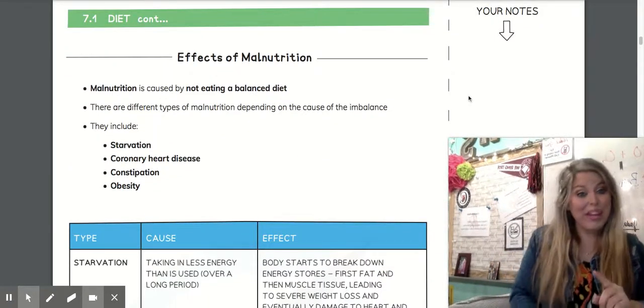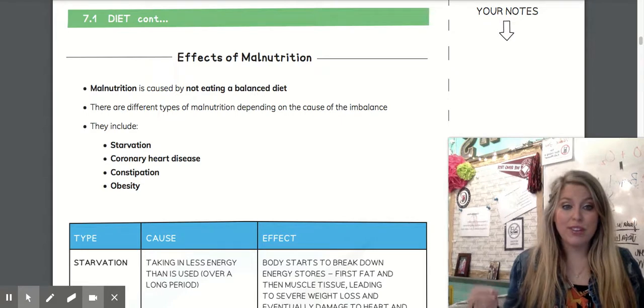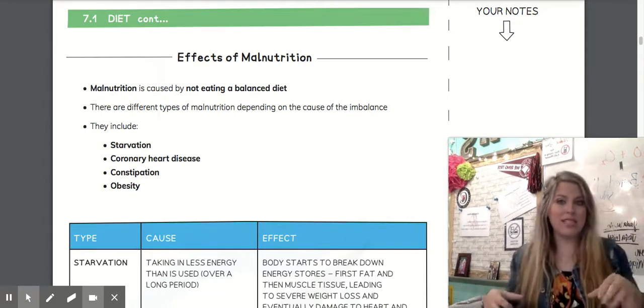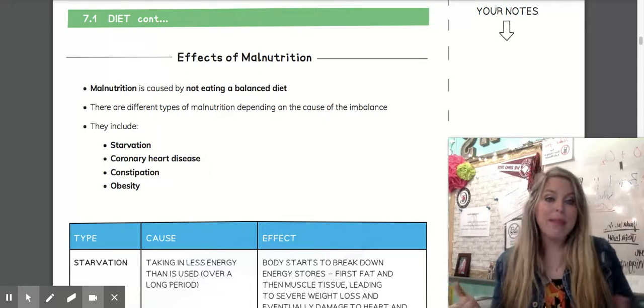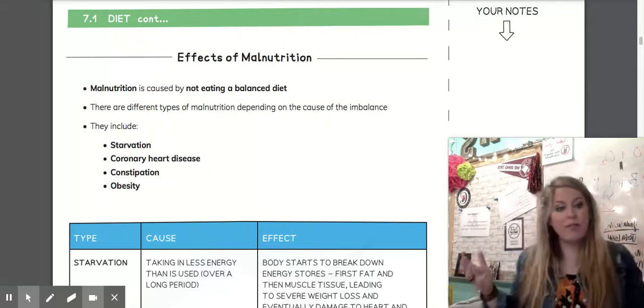Hey guys, let's go ahead and jump right into part 2 for Unit 7.1, a balanced diet. We need to dive right into the effects of malnutrition. So, kind of wrapping up a balanced diet and all the information on that.